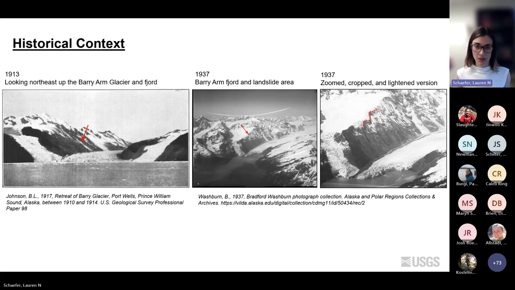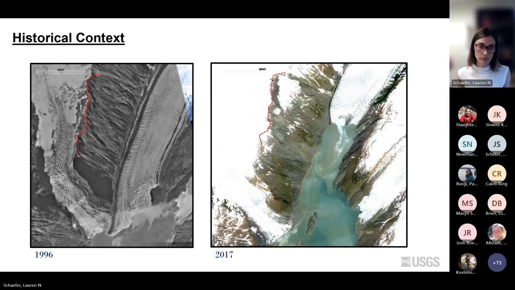This is also evidence of the formation of this landslide prior to glacial retreat from the toe. You can see the glacier is fully across the bottom of the landslide. Of course, this is not to discount the effects of glacier thinning and the influence of that on the formation of this landslide, but this is just to say that we do have evidence of this landslide dating back to 1937.